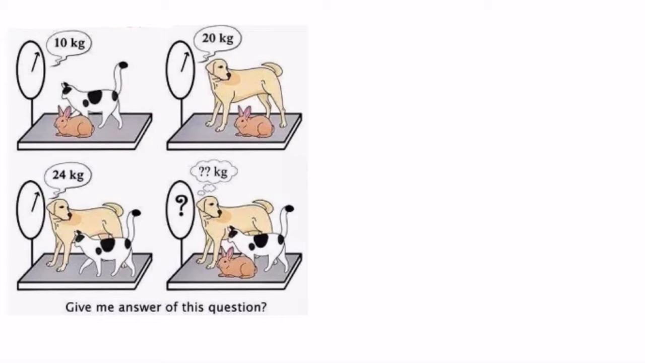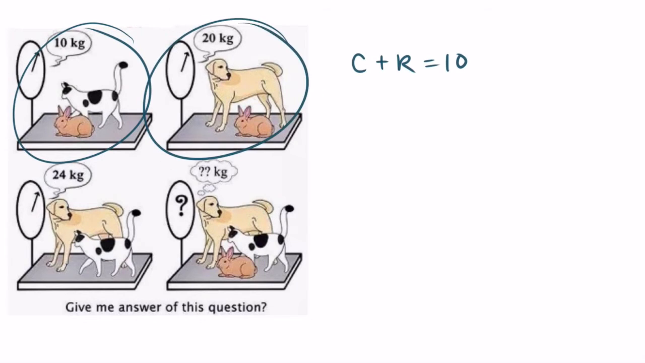So I'm going to start with my first picture, which is telling me that the cat and rabbit equal 10 kilograms. So I'm going to say C plus R is 10. My second picture shows a dog and rabbit, and they are 20 kilograms. And then lastly, I have my dog and cat, and they are 24.